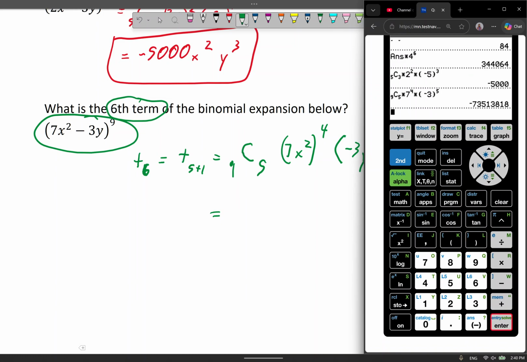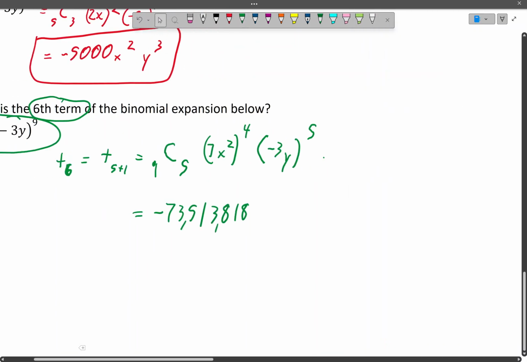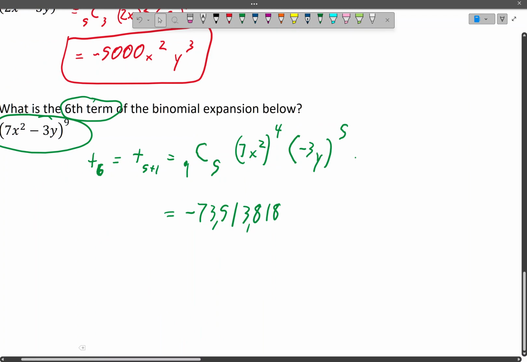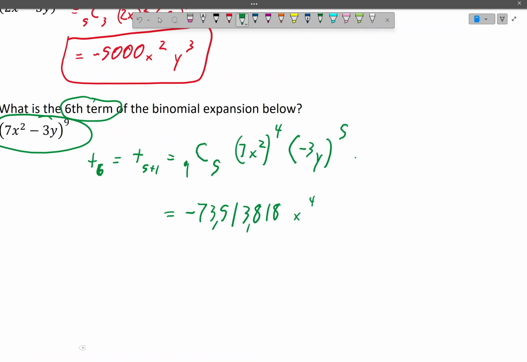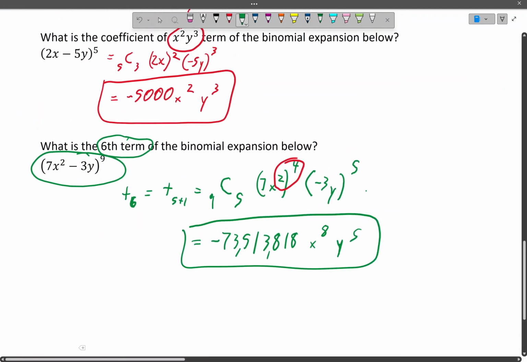So this just gets us our coefficient. There you go, 73 million, blah, blah, blah, and negative. But then to get our variables, a lot of people might say x to the 4, y to the 5, but what you've missed is that it's doubled here. So what we're doing is we're actually going to have x to the 8. And there's our final answer.